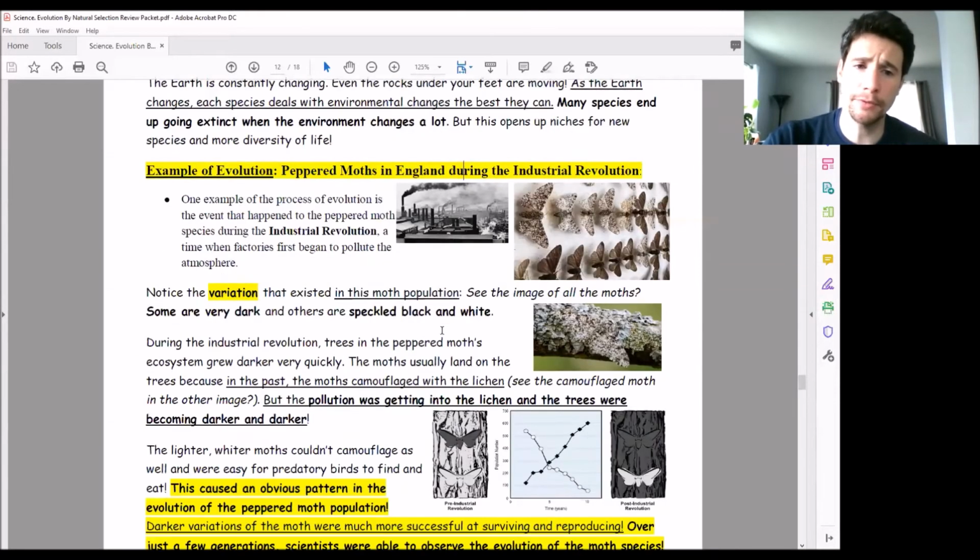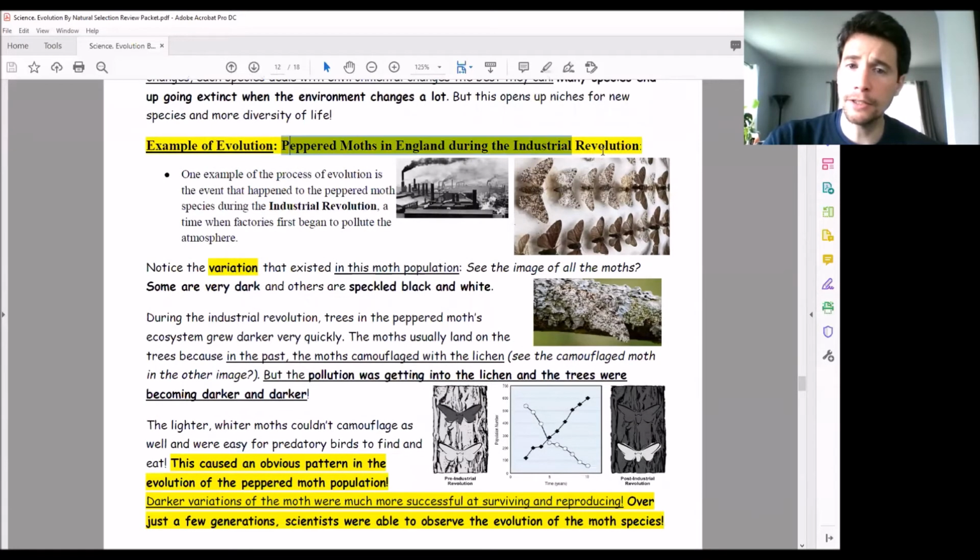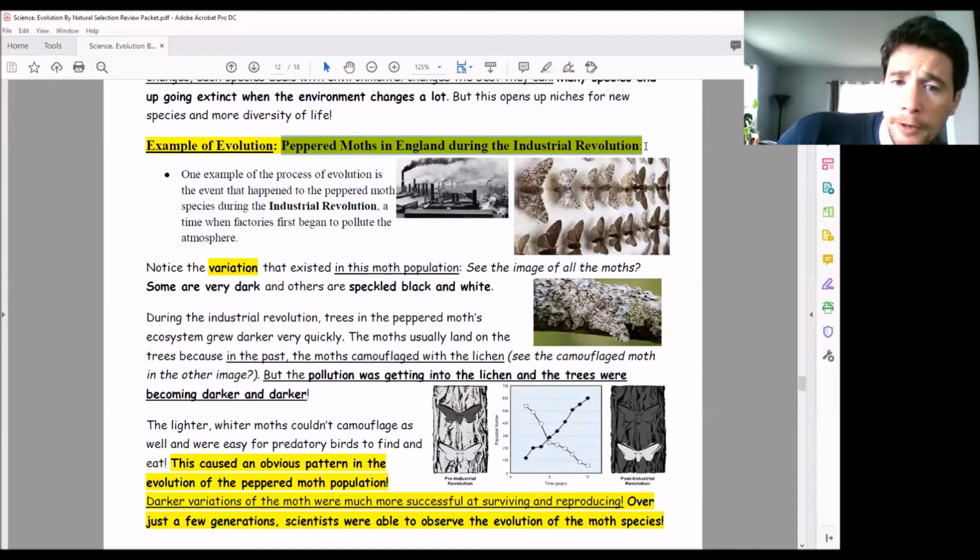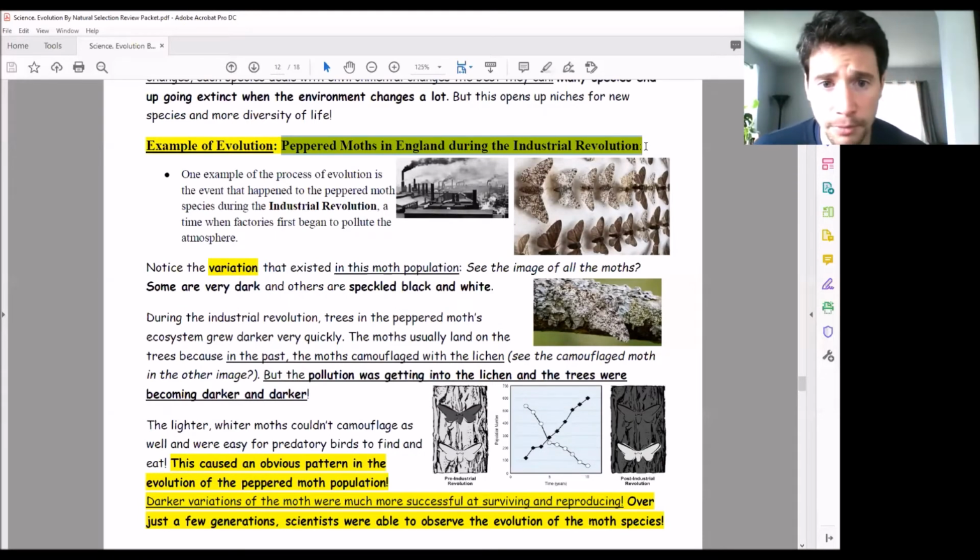And if that didn't happen, we wouldn't be here. So let me give you an example of this. In England during the Industrial Revolution, which is like the early 1900s, there was a big change in the environment. There's a lot of pollution that started getting poured into the air from all the factories. And so this changed the air. The air quality was really bad, and we were pouring lots of tiny little chemicals, and those chemicals were starting to pollute even the trees.